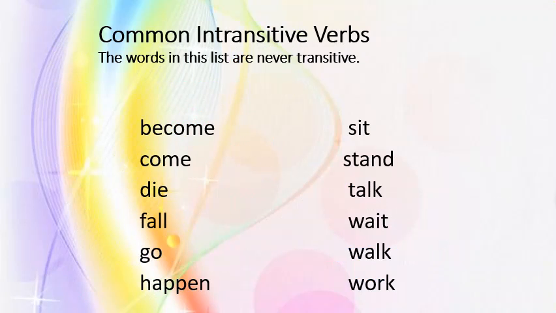Let's see some common intransitive verbs. The words in this list are never transitive, as we have seen the example of sit in our previous slide. Become, come, die, fall, go, happen, sit, stand, talk, wait, walk, and work. These are the verbs which cannot be used as transitive. They are used as intransitive all the time.